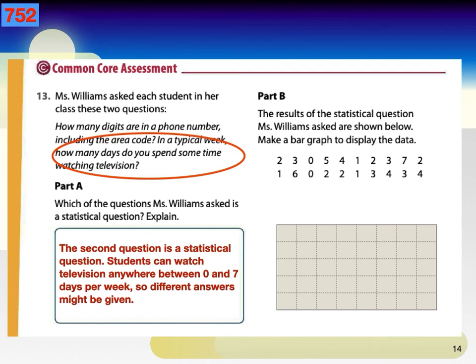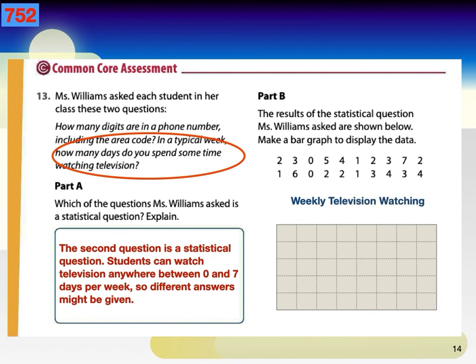Now, these are the results of the days the students were watching TV in a week. So these are the different responses. First, you need to look at the responses. The smallest number is 0 and the biggest number is 7. So from those numbers, we are now going to make the data on this table.